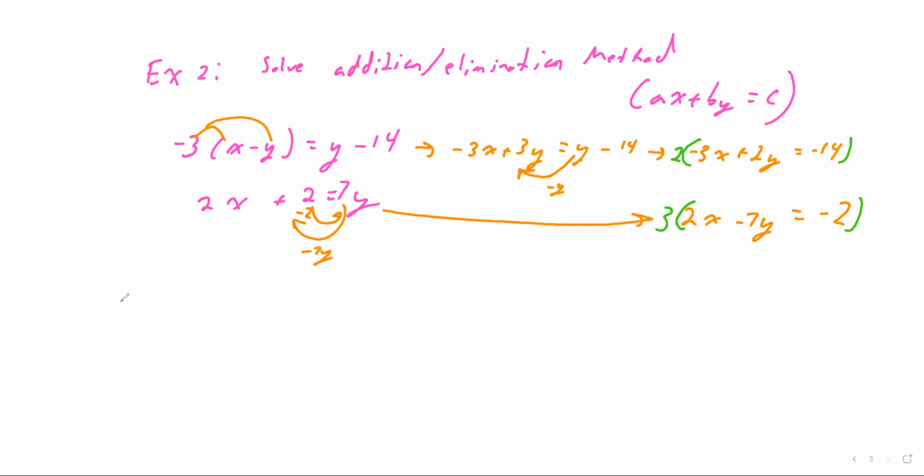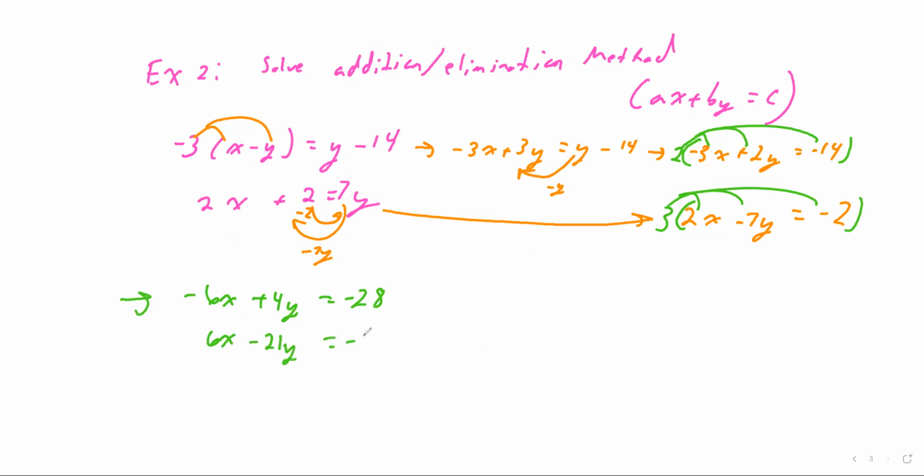Now, by doing that, this will give me -6x plus 4y equals -28. Do make sure you multiply that constant. That's usually what gets forgotten. Do the same thing on the bottom. 3 times 2x is 6x. 3 times -7 is -21y. And 3 times -2 is -6. Now, again, I say that you can literally multiply these equations by all kinds of different numbers.